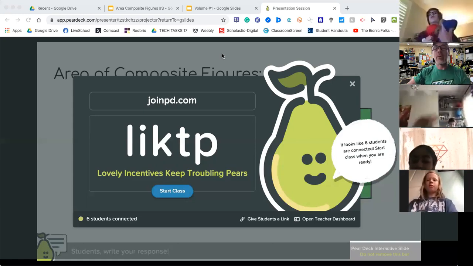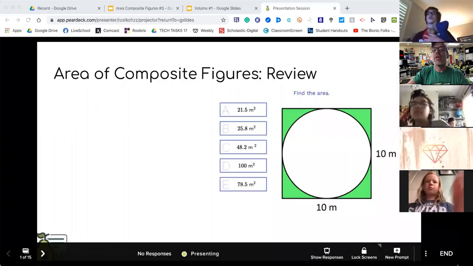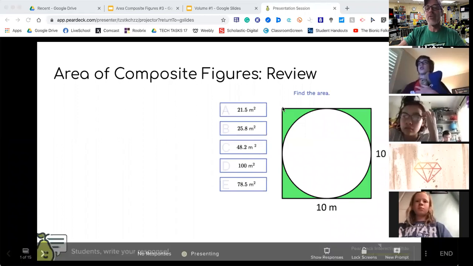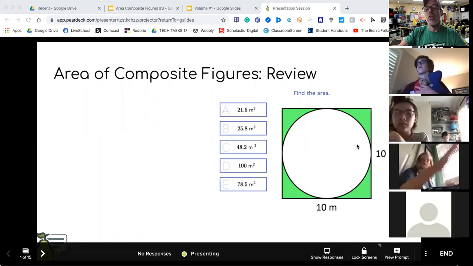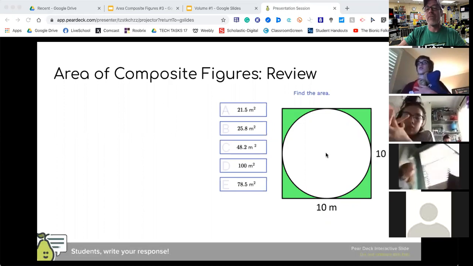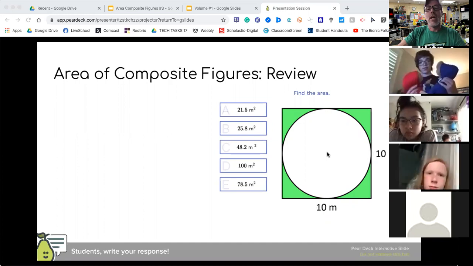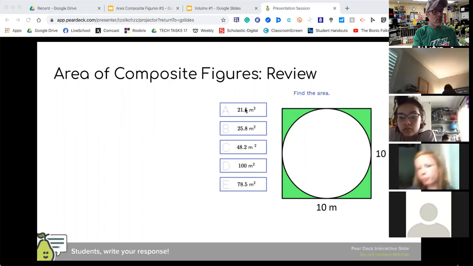All right, quick review. Yesterday when we did this question with composite figure, we had to get the area of the entire thing, which was 100. Then we had to get the circle diameter, which is 10. Half of that's 5. 5 times 5 is 25 times 3.14, and then subtract the 2. And we got 21.5, I believe. All right. So moving on.